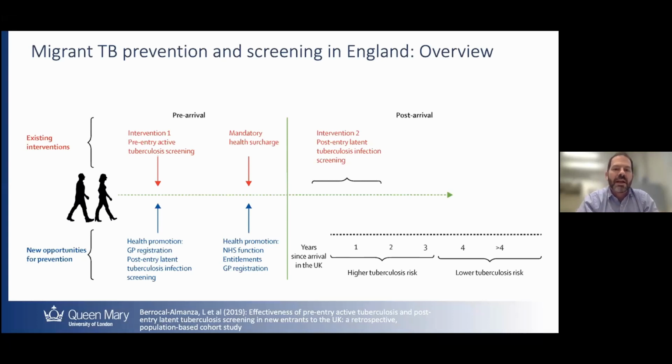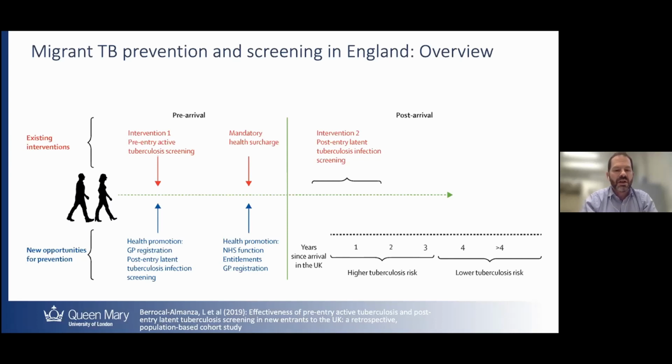I've got a slide on that. There is post-entry latent tuberculosis infection screening. There are other things that play a role, like the health surcharge and things like that. And there are other opportunities which are largely also being looked at, like health promotion, enhancing GP registration, etc. It's quite important to keep in mind that in the UK, we have a GP-based system, and the healthcare system hinges on GPs being the key holders for the rest of the health service.